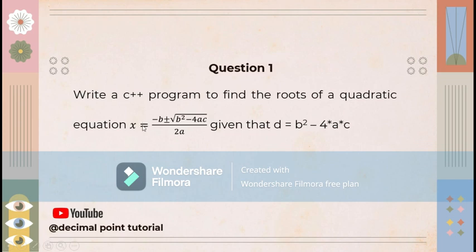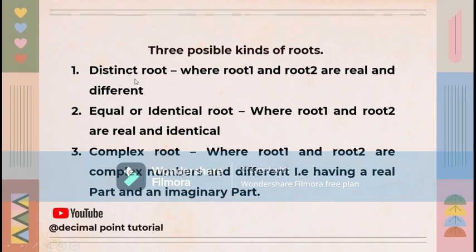And as we all know, a quadratic equation ought to have two roots, root 1 and root 2. But these two roots can come in three different forms. You can have an instance where the first root of this solution will be different from root 2. That is, we have the distinct roots where root 1 and root 2 are real and different. For example, after solving the quadratic equation, it is possible that root 1 gives you 5 and root 2 gives you 3. That means root 1 and root 2 are not the same, right?